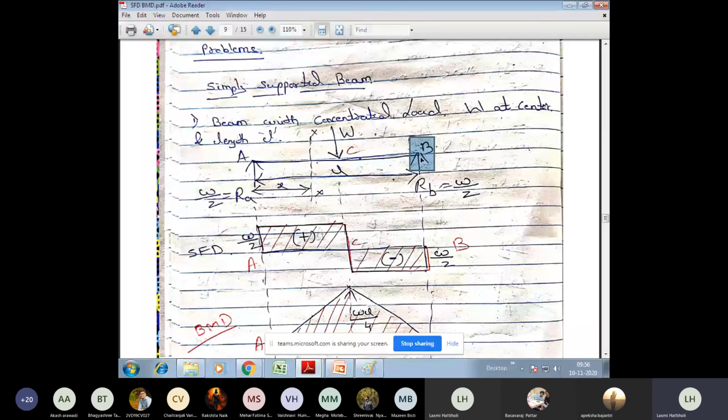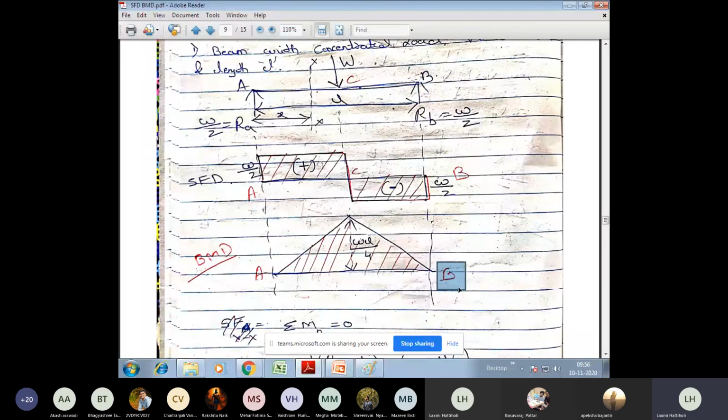Just operate this equation, you will get 0. WL by 2 into L by 2 minus W into L by 2. You will get 0. So what is the bending moment at B? It is 0. So which method do you feel is easy? First method only, ma'am, by using X. Okay, fine. So whichever method you feel is easy, you can always use. I hope this problem is understood.